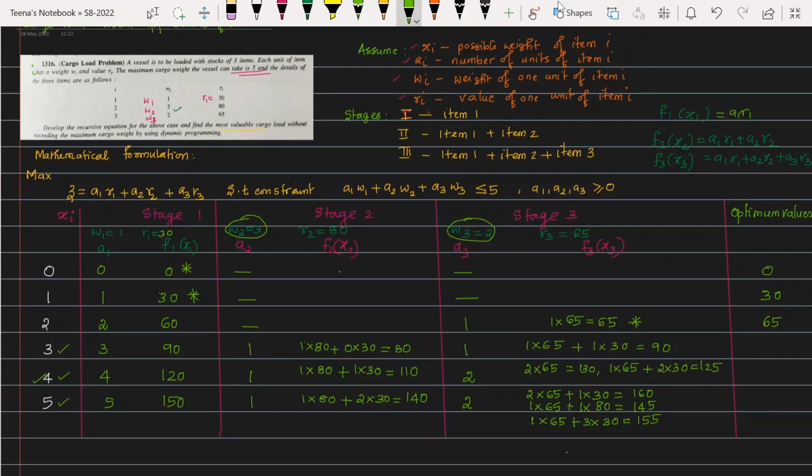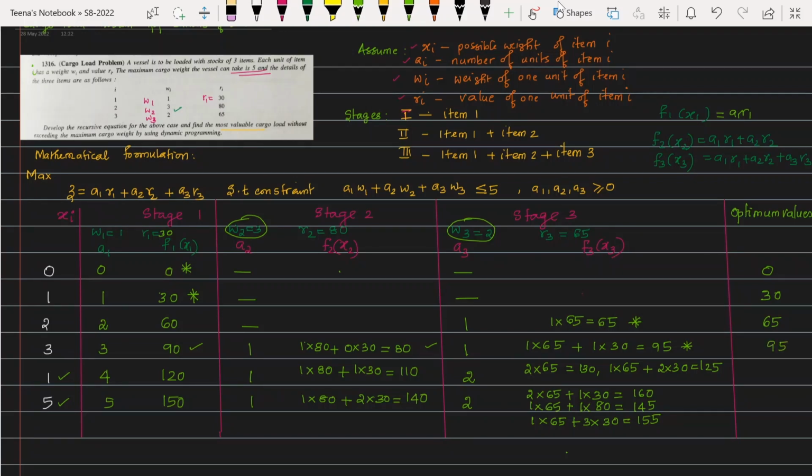So for the optimum value for xi equal to 3, it should be compared between 90, 80 and this is 95. This is 95, not 90. 65 plus 30, it is 95. So this is the maximum value. So that is the optimum value for xi equal to 3.